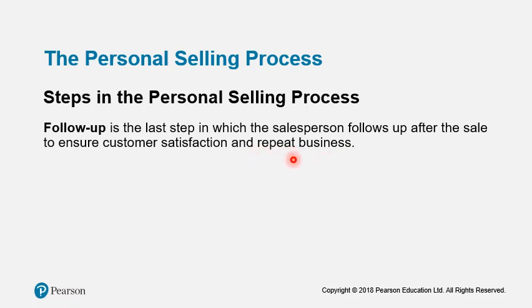That means in the future, if they want to buy another product or the same product again, they will remember you because you did this follow-up. So those are the 7 steps in the personal selling process.